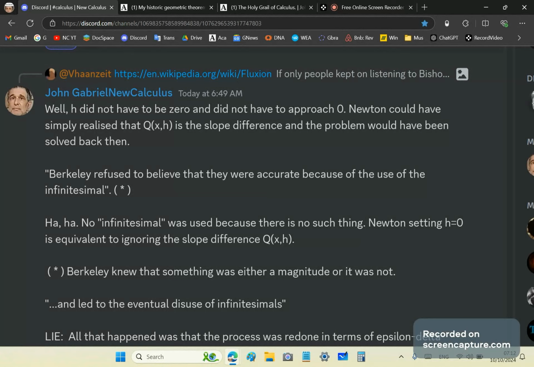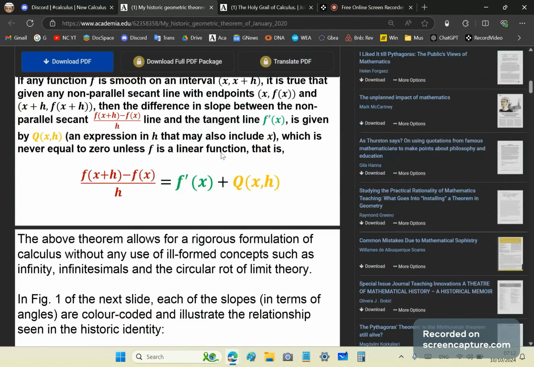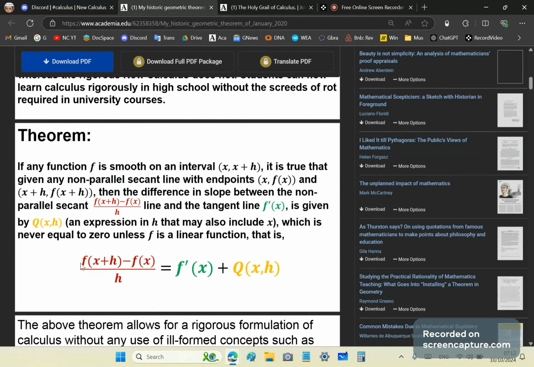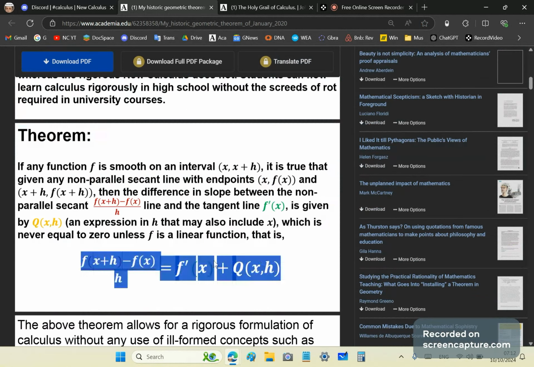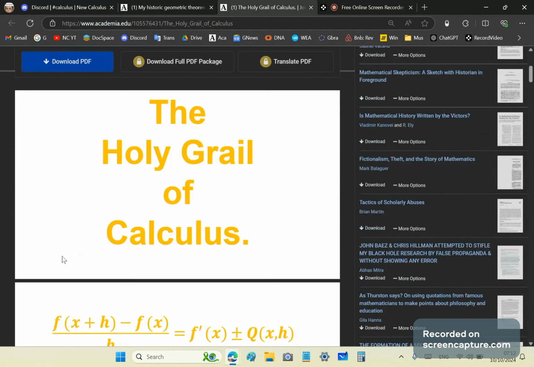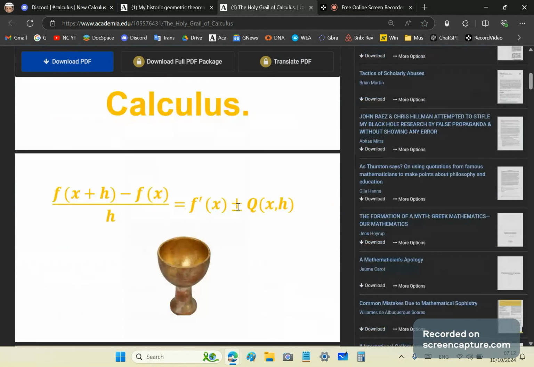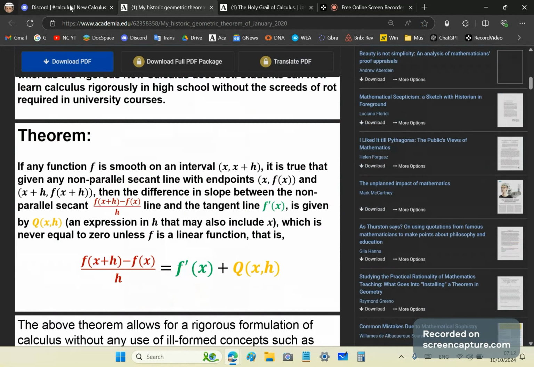I solved it, not Newton, not Leibniz, not Cauchy, not Weierstrass, not anybody else. I solved it. Okay, how did I do that? I did that through my historic geometric theorem, which is this theorem that proves this identity. And by the way, this identity has nothing to do with that excrement on Wikipedia known as the fundamental increment lemma. And of course, I've called it appropriately the Holy Grail of calculus. And you're looking at it right there. I shall post a link to both these articles.